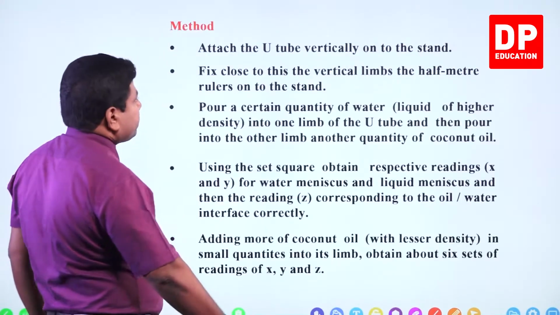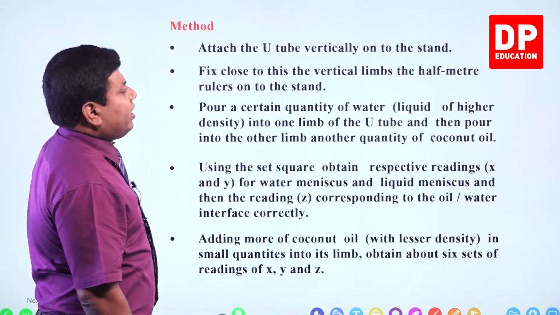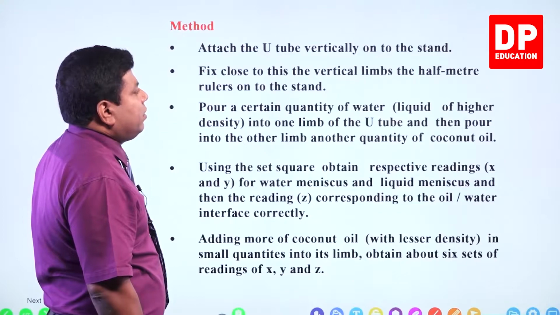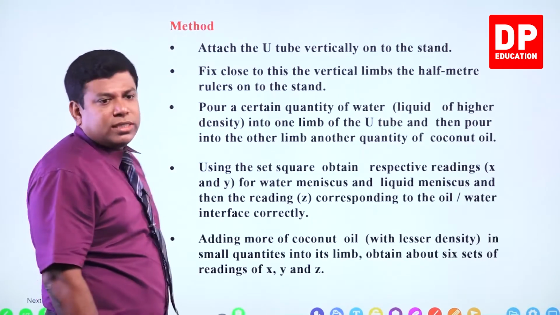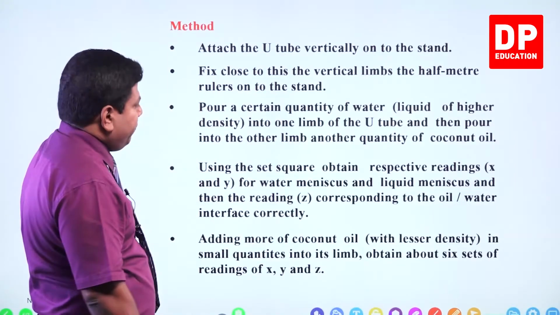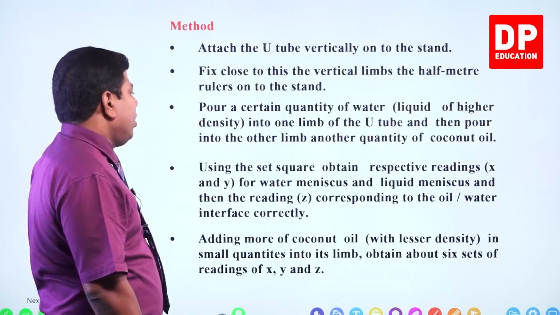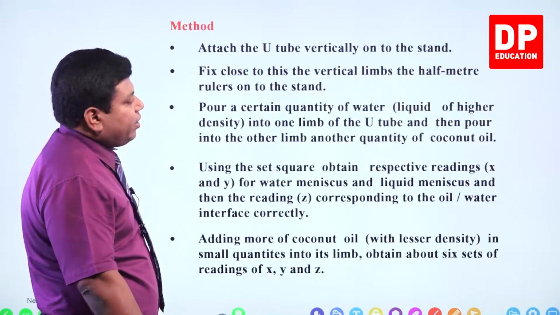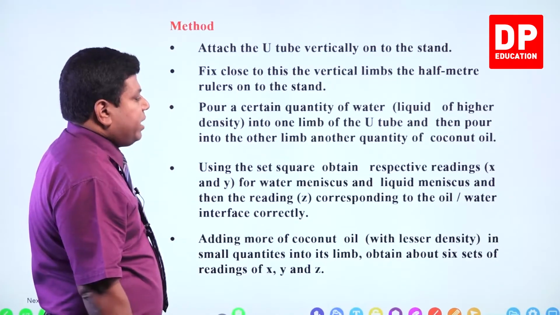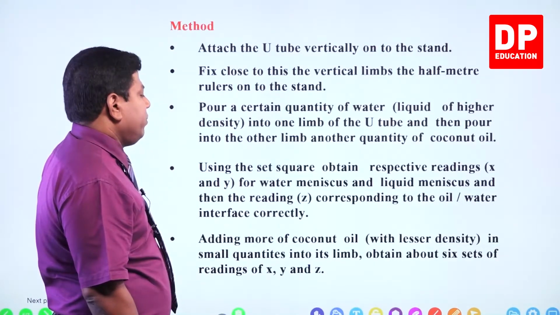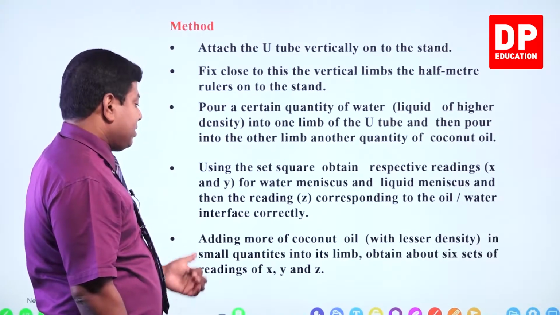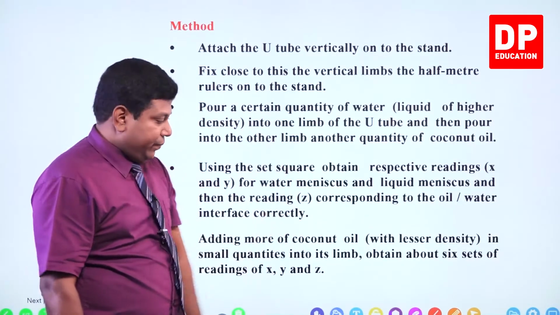Look at the method. Attach the U-tube vertically on the stand. Fix close to the vertical limbs the half-meter rulers onto the stand. Pour a certain quantity of water into a limb of the U-tube and then pour into the other limb a quantity of coconut oil. So, first you put the water and then the coconut oil. Using the set square, obtain respective readings x and y for the water meniscus and the liquid meniscus, and then the reading corresponding to the oil-water interface correctly. Common interface also you have to take.